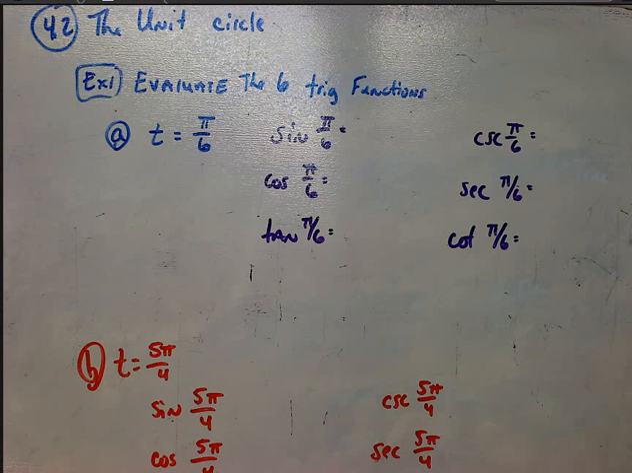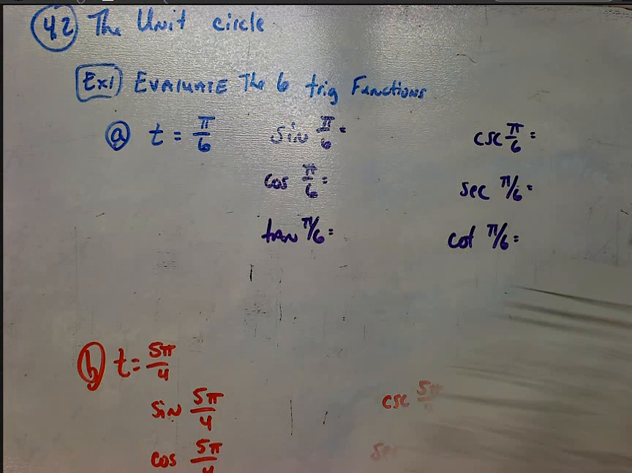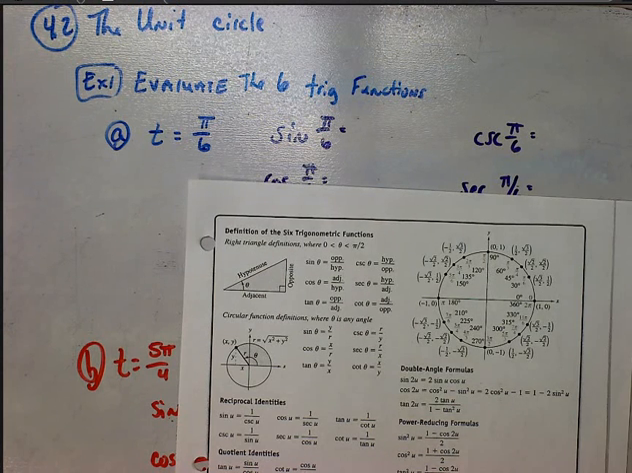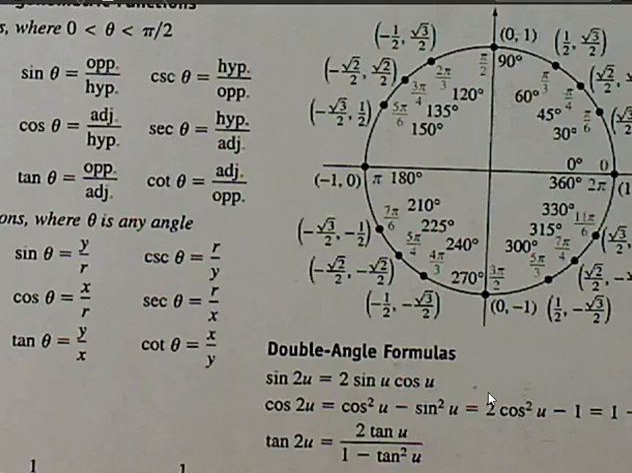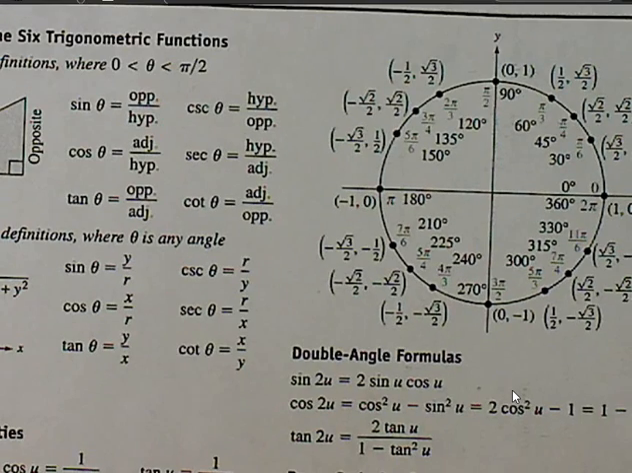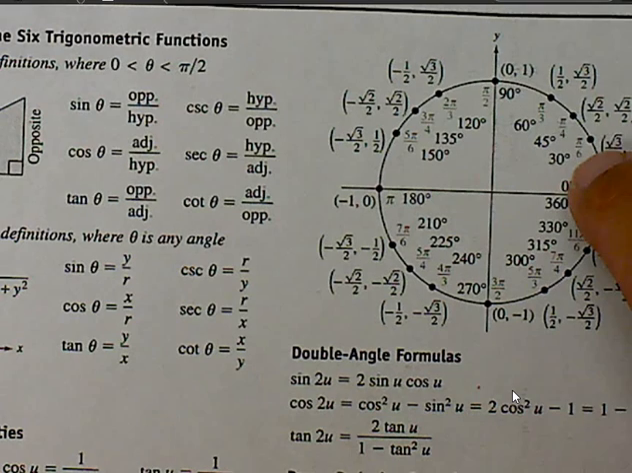Okay, we're in 4.2. We're going to use the unit circle to evaluate the 6 different trig functions. So for the trig functions of pi over 6, the first thing we have to do is look at our circle, which is this thing right here. I'll go ahead and zoom in on it for a second. And since we're talking about pi over 6, it is this angle right here.